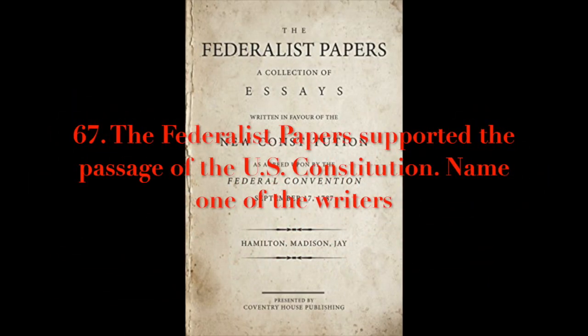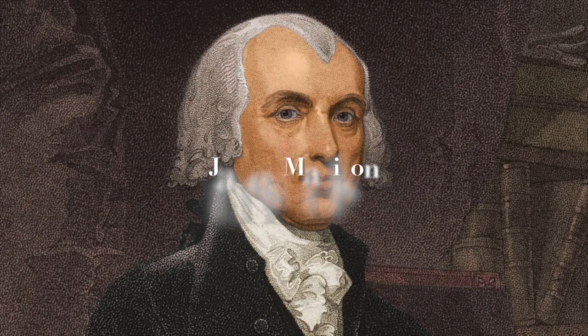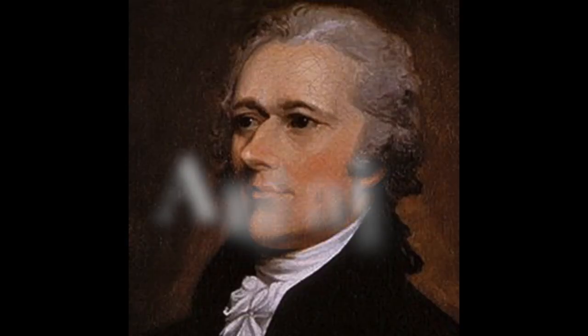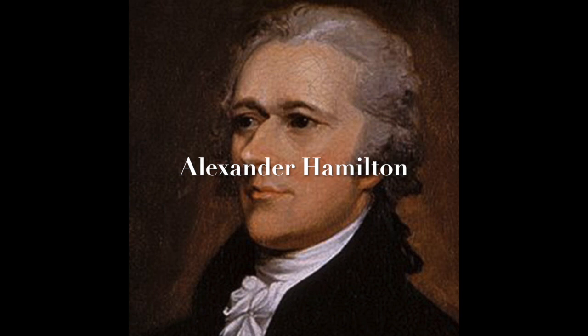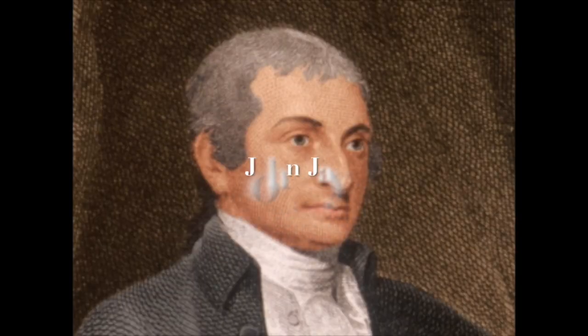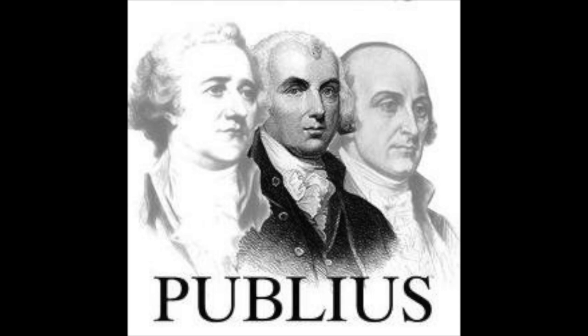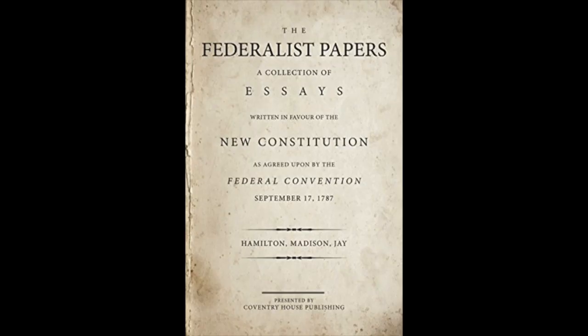Question 67. The Federalist Papers supported the passage of the U.S. Constitution. Name 1 of the writers. Your answers are James Madison, Alexander Hamilton, John Jay, and a group of writers called Publius. What these men were proposing is that the 13 colonies become one country, and to do that we would need laws, and that would be the Constitution.